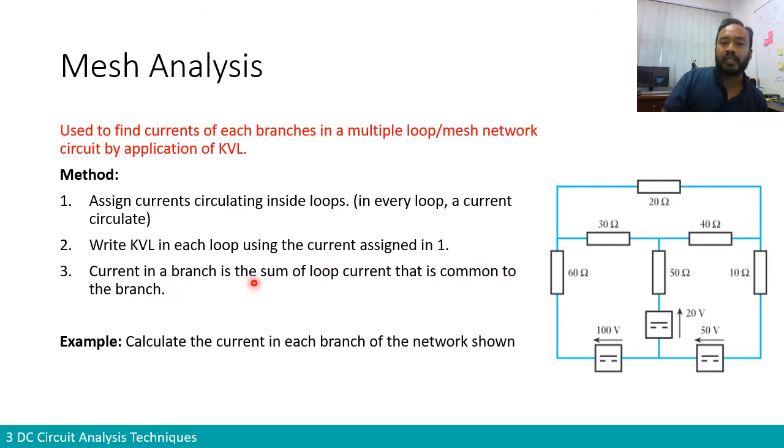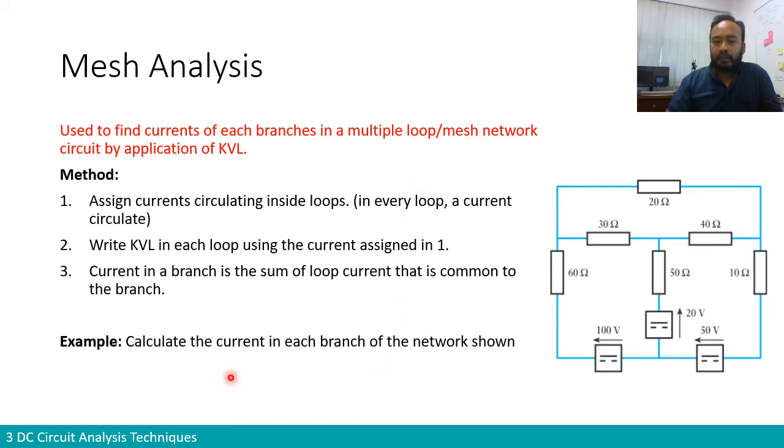So current in a branch, later, once we find it, we write the KVL. Current in the branch is basically the sum of loop currents. So if, for example, the branch over here is an interaction of 2 loops, the loop at the bottom over here and the loop at the top over here, the current in this branch is basically the sum of the current in this loop and the current in this loop. So we'll see how we write the KVL using that, and then try to solve it together.